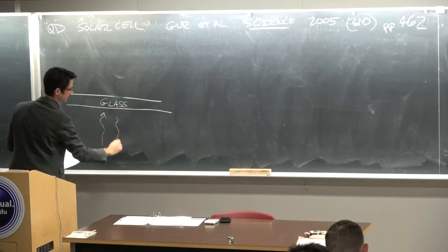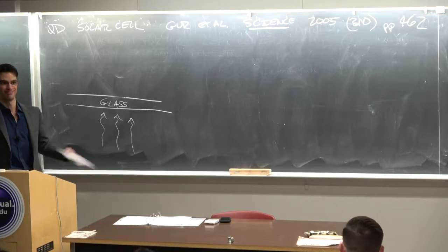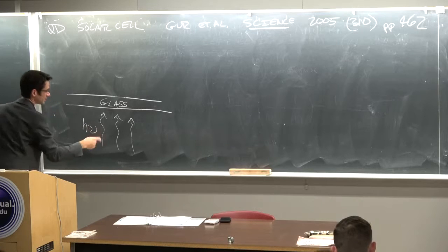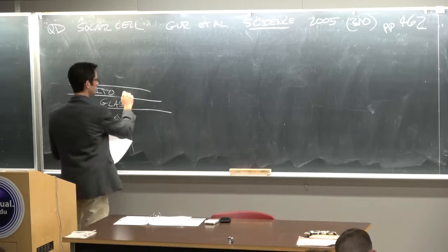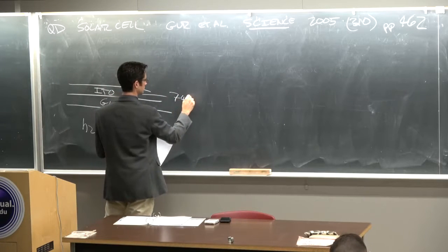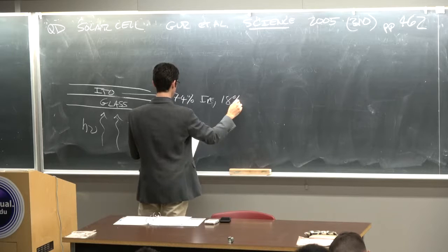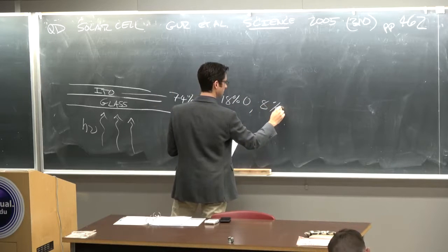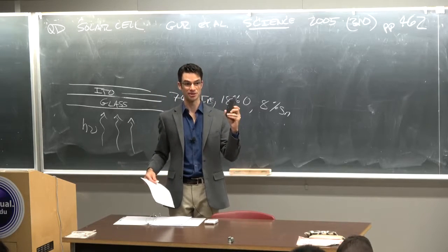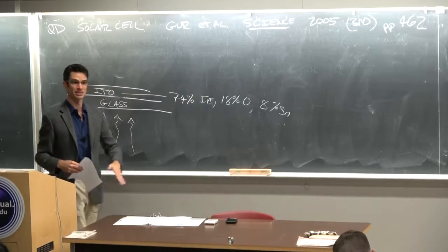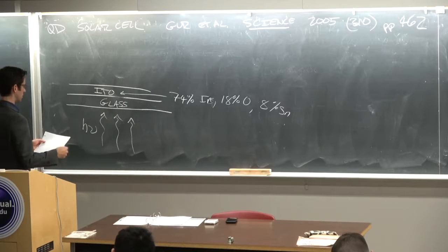And in the solar cell literature, the light always comes from the bottom. So the sunlight comes from the bottom. On the glass, you have a layer of ITO, which is indium tin oxide, 74% indium, 18% oxygen, 8% tin. All of you have lots of ITO in your smartphones. They're on each side of the transparent display panel.